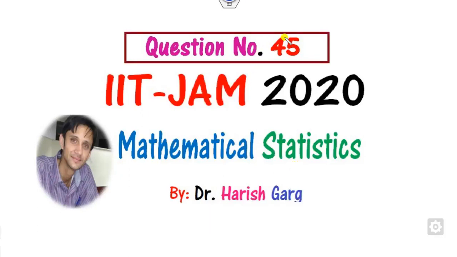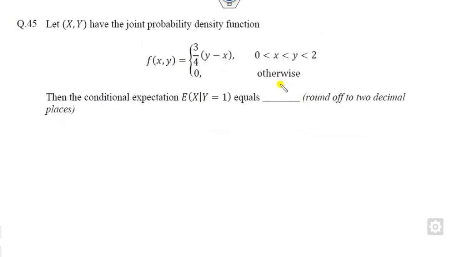Hello students, welcome to question number 45, which was asked in the IIT JAM 2020 Mathematical Statistics. This is a 1-mark question because it is just a fill in the blanks. You have to put the answer up to 2 decimal places.